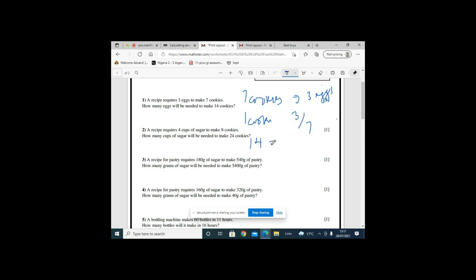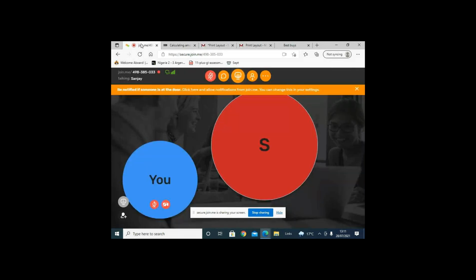So how much do we need for 14 cookies? It's going to be 3 over 7 times 14. So 3 times 14 is 42. Then you divide it by 7, which gives you 6. You need 6 eggs to make 14 cookies.